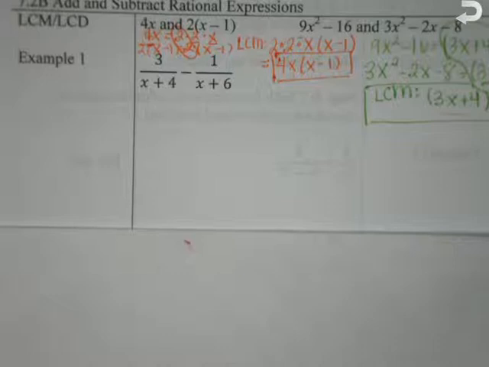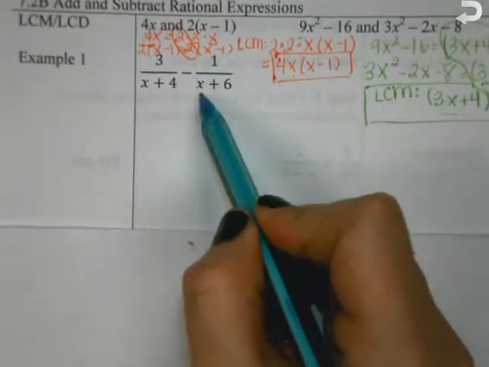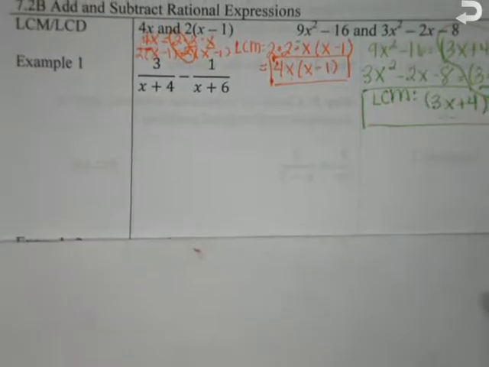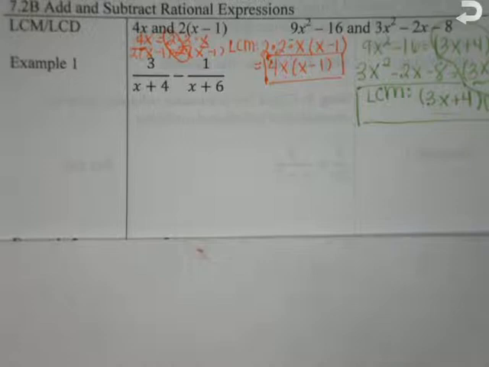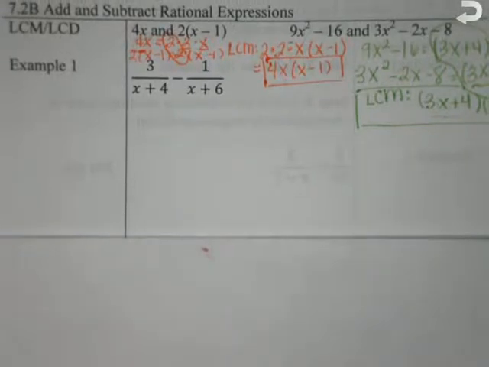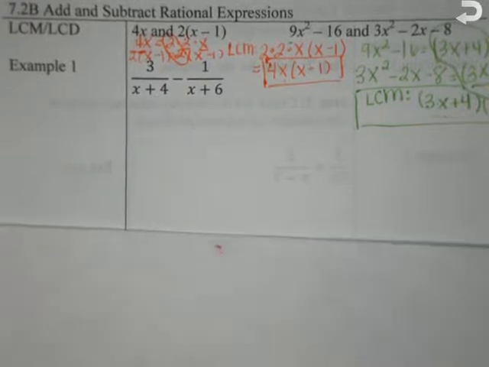Okay, so example 1, what we're actually going to be using this for is finding common denominators, but I wanted to practice with you guys first before we actually started applying it. So example 1, we have 3 over x plus 4 minus 1 over x plus 6. Now this goes all the way back to elementary school. Can I subtract these two fractions right now? No. Why not? They don't have common denominators, so we need to find a common denominator.